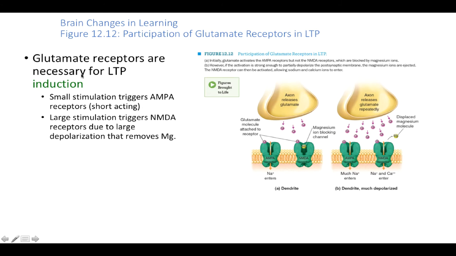Glutamate receptors are necessary for the induction. So small stimulations will trigger just the AMPA receptors. Remember, those are the ones involved in normal, everyday neural signals. They are short-acting. They don't produce long-lasting changes. But a large stimulation will trigger activity in the NMDA receptor. And that's because that large depolarization, where that neuron gets really excited and made extra positive, ends up removing a magnesium ion that would normally block the NMDA receptor.